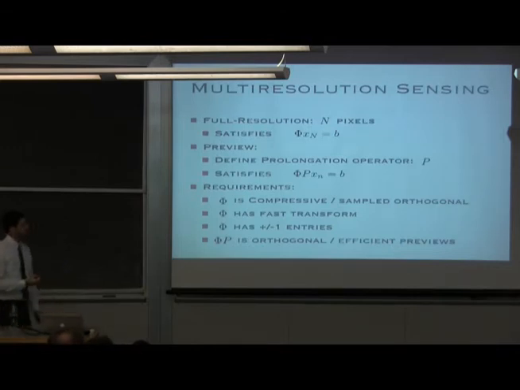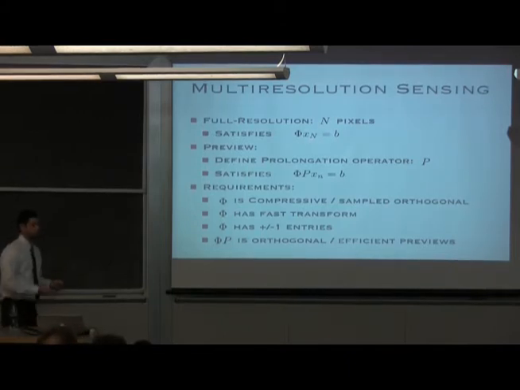So the first thing we would like to have is these low-resolution previews. So just to mention a few things about the theory behind these low-resolution previews, let's say that our full-resolution image has n pixels. The data we acquire looks like this: Phi times x sub n is equal to b. This is the data that we've acquired.